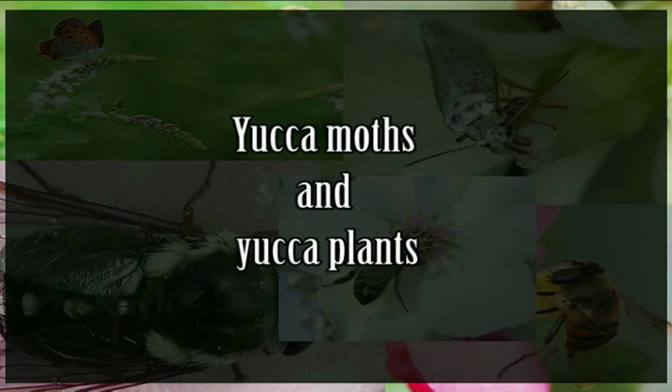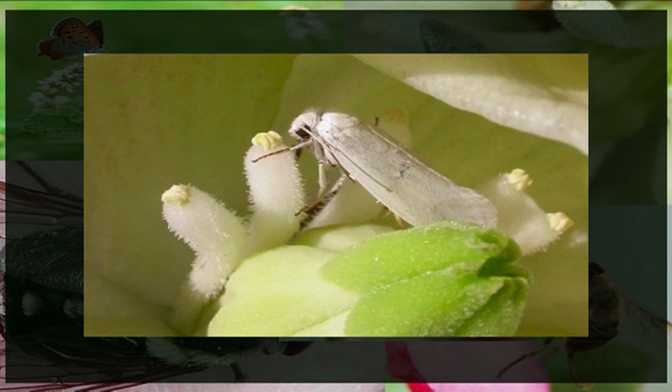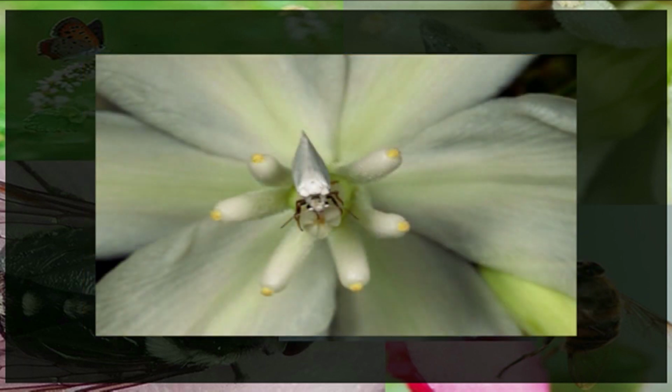An interesting story is displayed by the yucca moth and yucca plant. Yucca flowers are of such a shape that only tiny moths can pollinate them. The moths lay their eggs in the yucca flowers, and the larvae live in the developing ovary and eat yucca seeds. The yucca plant is dependent upon the yucca moth for its survival and perpetuation.